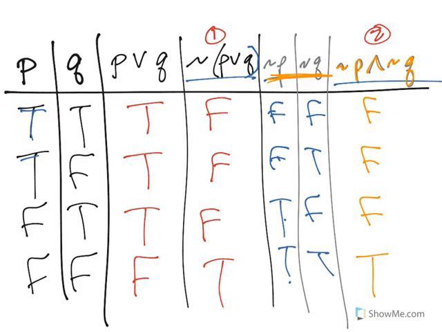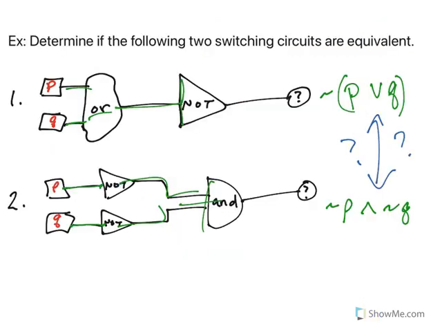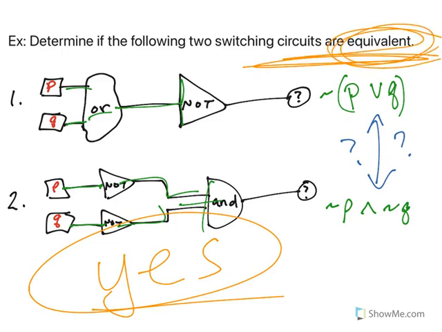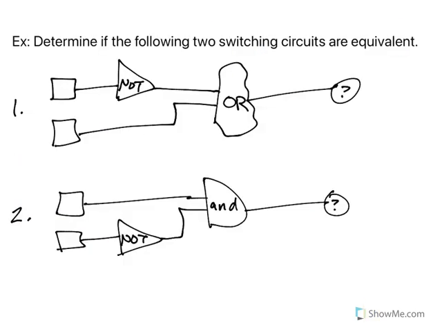And when I compare, and I look at the two highlighted columns, I start with false, false, false, true in both of them. So since they have the exact same truth value, that means yes, these are equivalent because they have the same truth value. So yes. Okay, let's do one more.